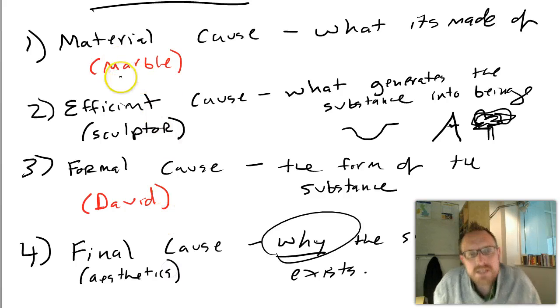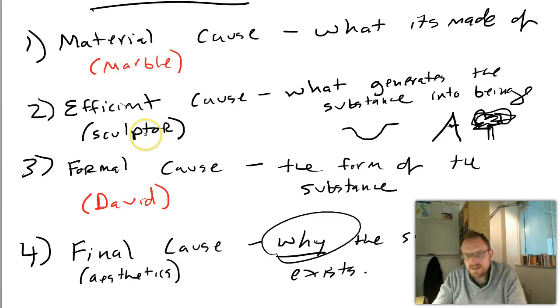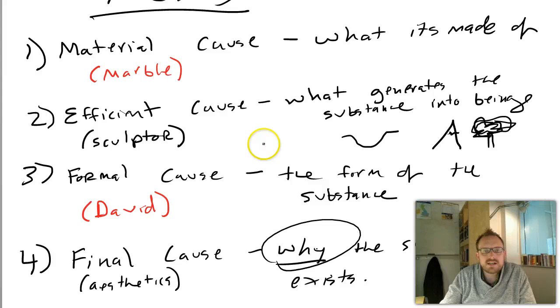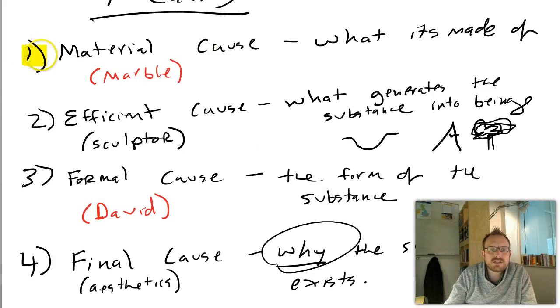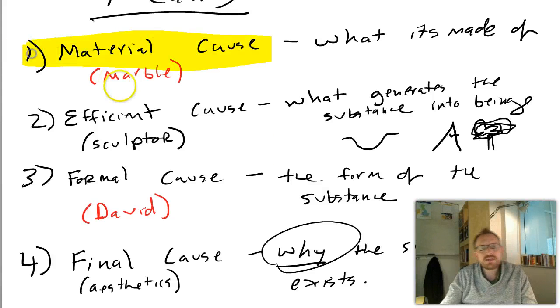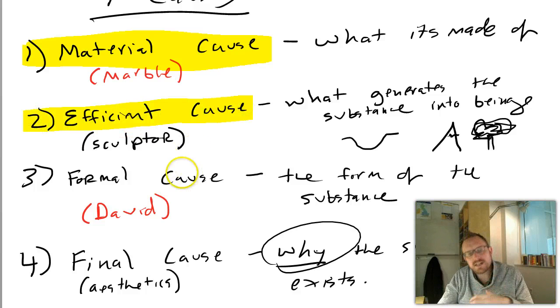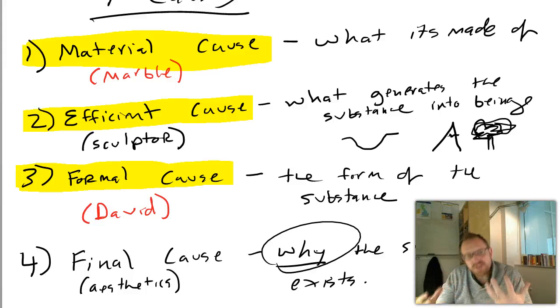So when we look at the four causes again, the first is the material cause, and the material cause is what something is made of. Then the second is the efficient cause, a way of referring to how something comes into existence, how the being of the substance is generated. The formal cause refers to what the form of the substance is, what the thing is. And then the final cause refers to why the thing exists.